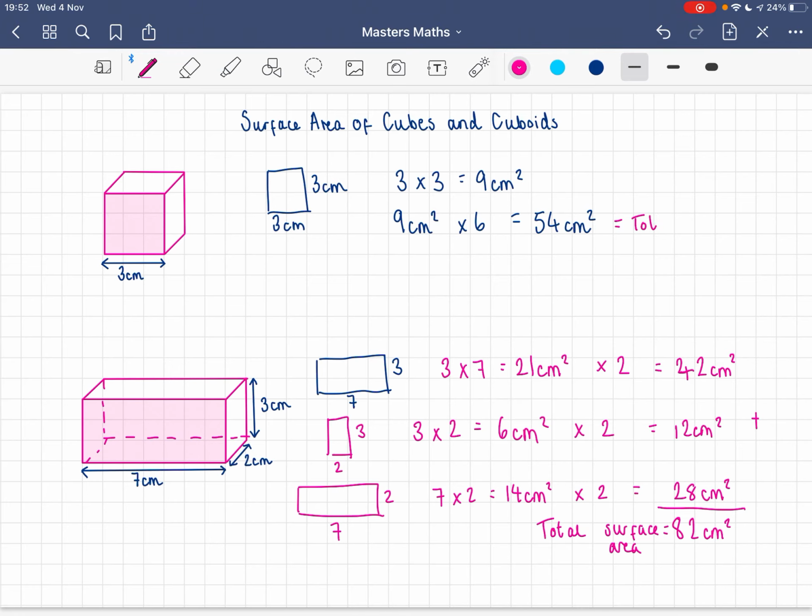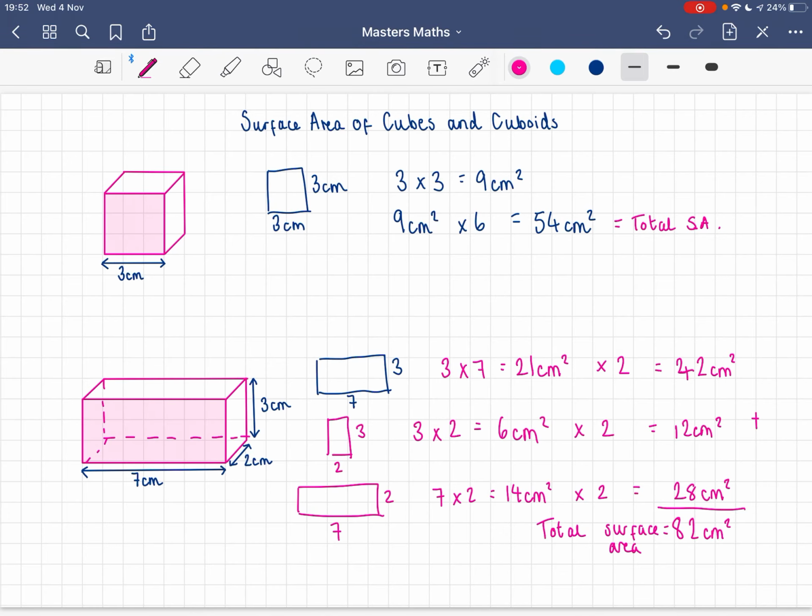And this one here, that was the total surface area. I'm just going to write SA for short. Yeah, so those are your 2 basic ones. Obviously, a cube takes up a little bit less time because all of the sides are the same. So once you know one face, all of the rest are the same.